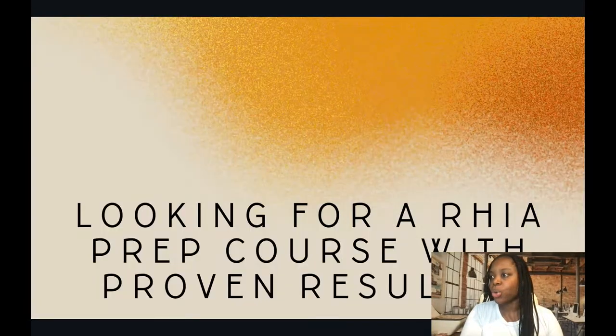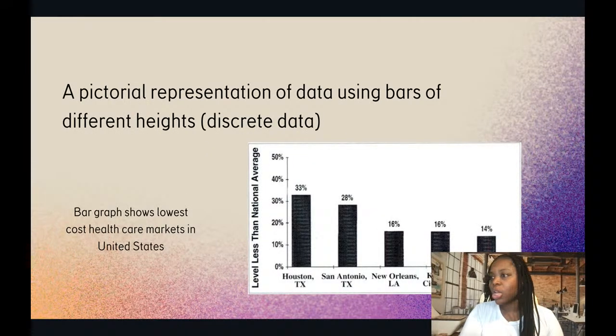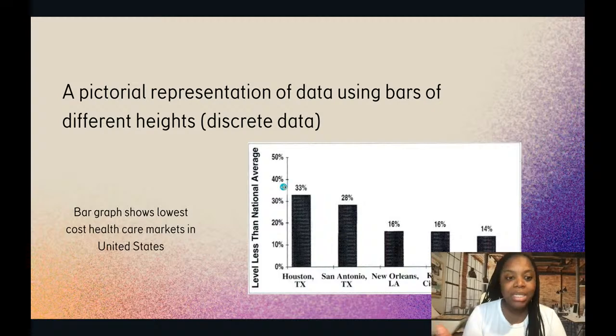I want to show you guys some examples. So if you look here at this bar graph, you notice that it's a category. It's showing cities, or the bar graph is showing the lowest cost healthcare markets in the United States. And they're showing the results based on the locations, right? So this is a bar graph. There's space in between. These are not frequencies, right? These are more so percentages.